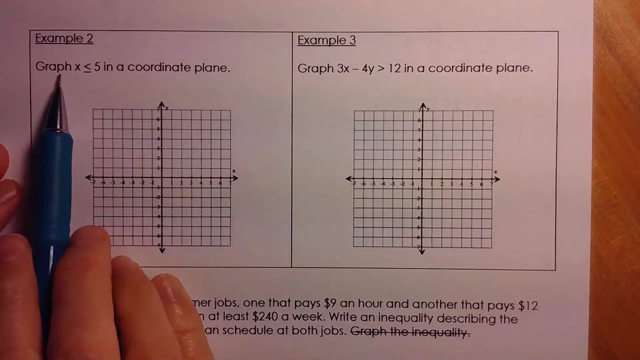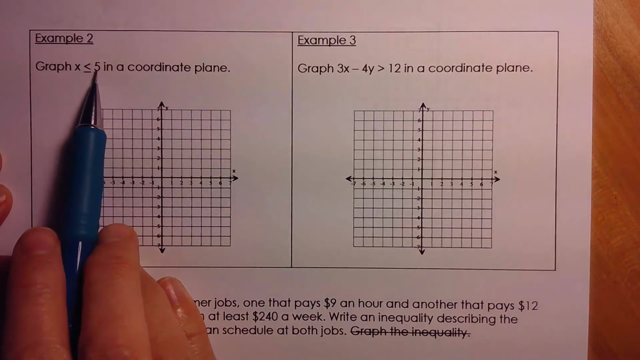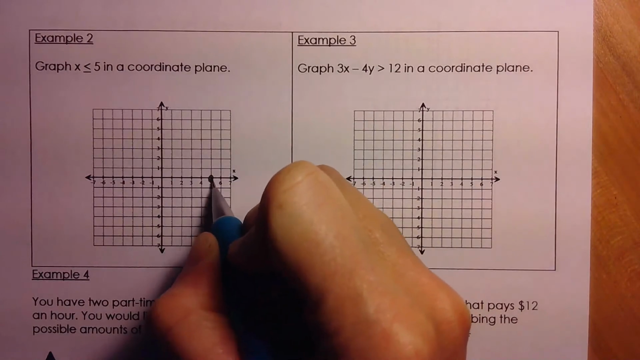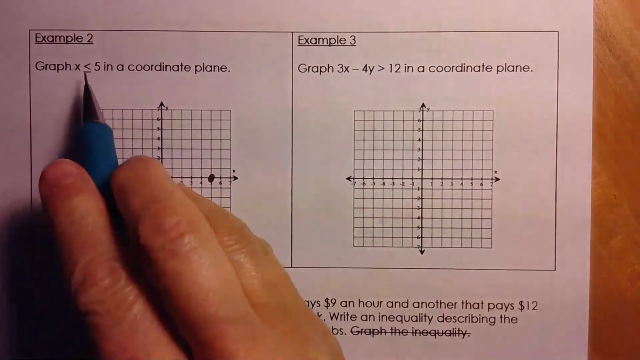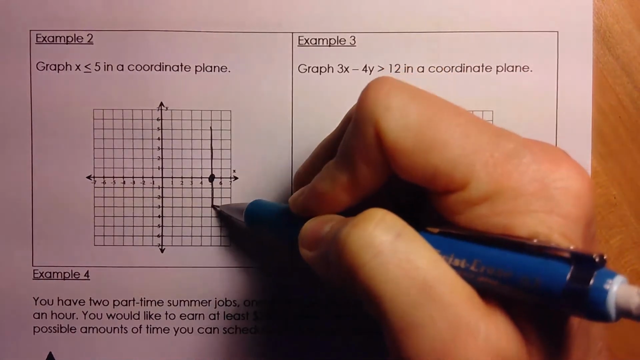Okay, so example 2, we're going to graph and shade x is less than or equal to 5 on a coordinate plane. So that means we go on the x-axis to 5, and we draw a line. We're going to keep in mind that because it's got the equal to on it, we're going to make a solid line versus a dotted line.